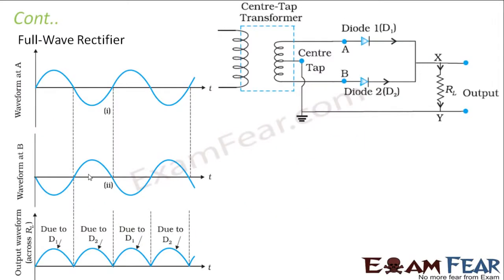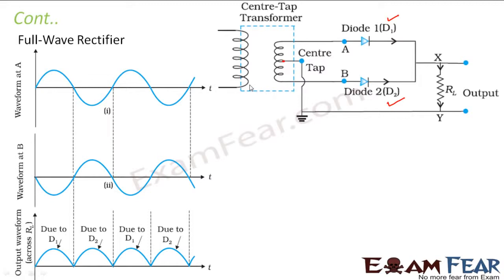Now let us talk about the full wave rectifier. In a full wave rectifier, what happens? Instead of one diode, we now have two diodes, D1 and D2. Otherwise, the arrangement remains the same. But in this case, we have a center tap in the middle of this transformer. Right now I am not discussing much about the construction of the rectifier because right now our concentration is on the diodes.